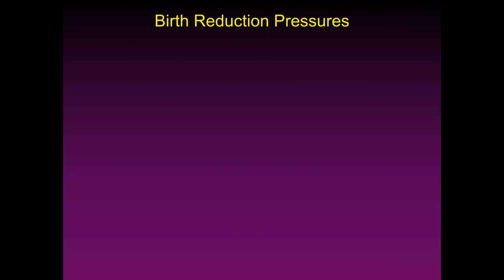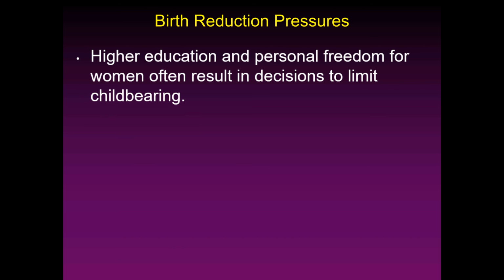So, birth reproduction pressures: higher education and personal freedom for women often result in decisions to limit having children. Like I said, in higher education, higher income societies, women tend to have a role in that environment other than just raising children. Because of that, they tend to have fewer children. So if you look at developed versus developing versus pre-industrial countries where women have a place in society, there tend to be fewer children, versus in lower income, lower education societies, where they tend to be there just to raise children.